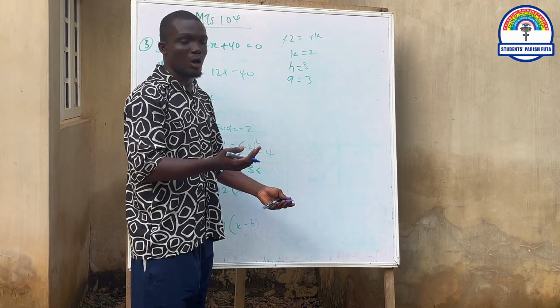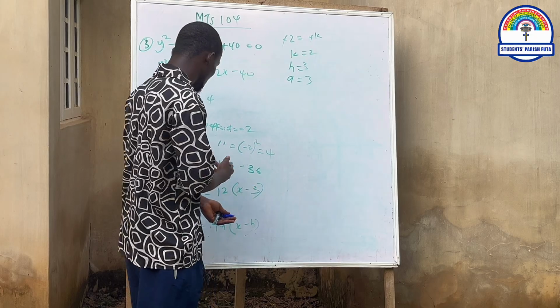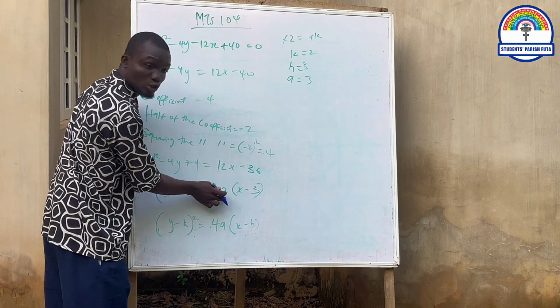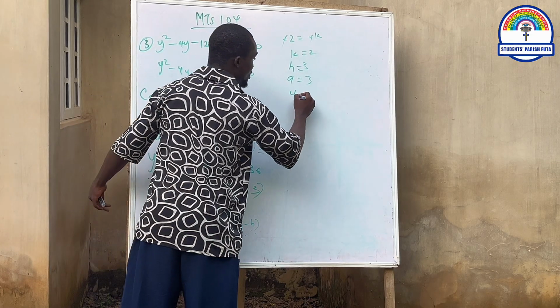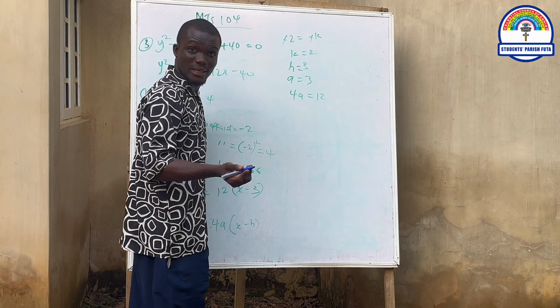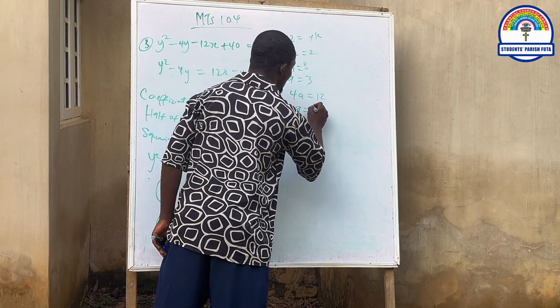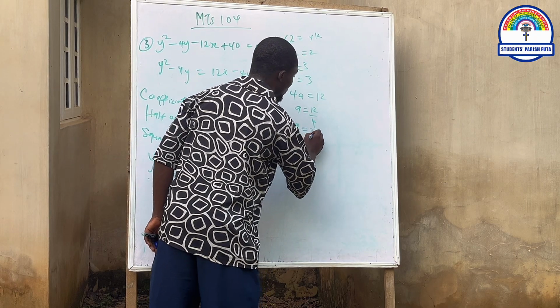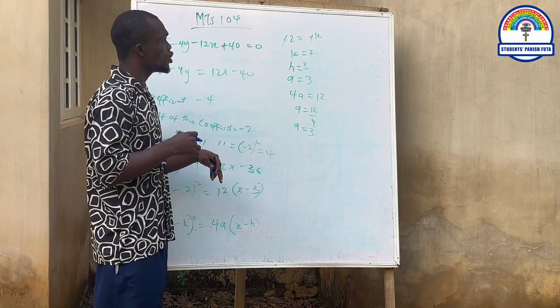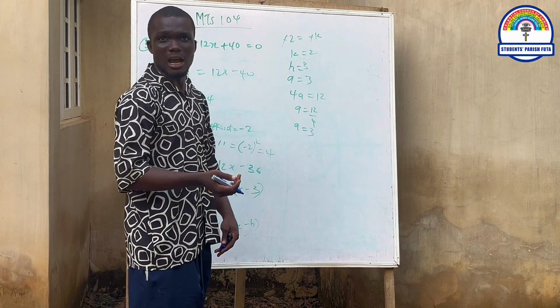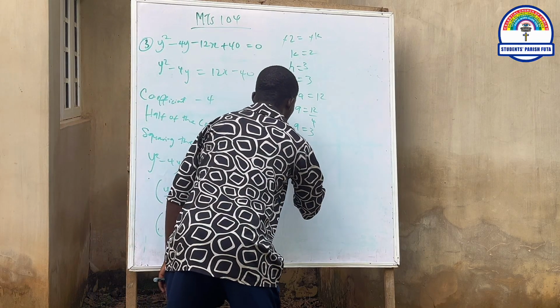But let me show you how a is equal to 3. It's not magic. This 4a and this 12, we are comparing. 4a is equal to 12. I'm going to make a the subject, so a is equal to 12 over 4, and our a is equal to 3.